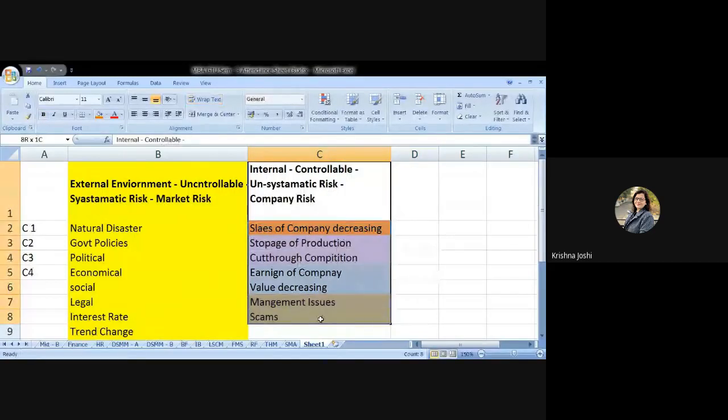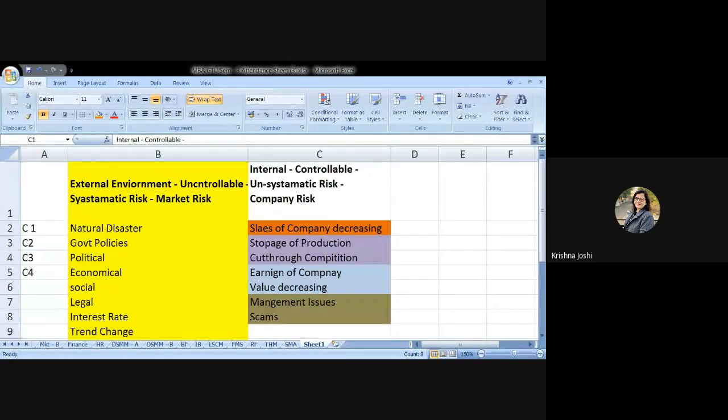Who said this? Who said that there are systematic and unsystematic risks and that I can reduce this one? Any idea? I'm waiting for your answer, guys. Who said so? Which author says so?